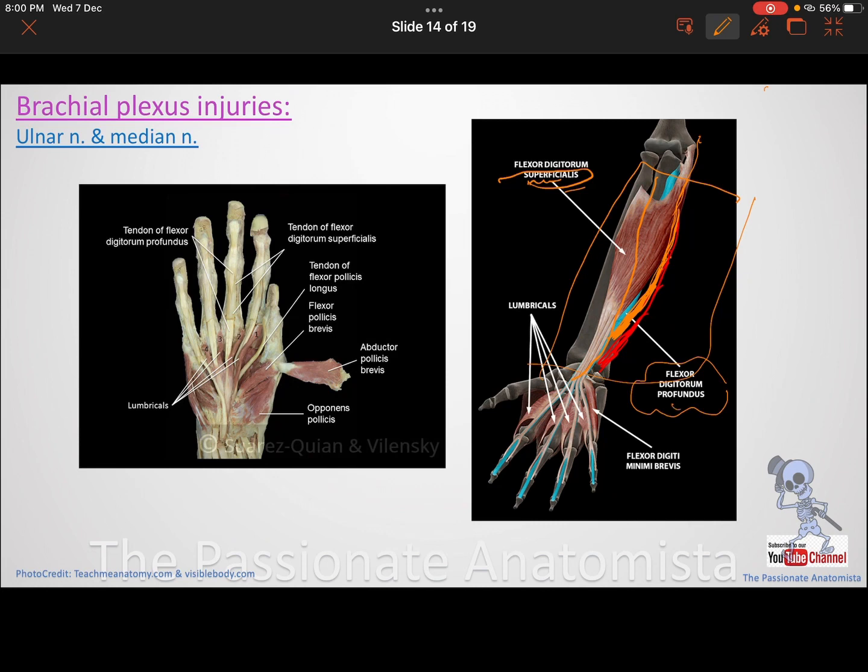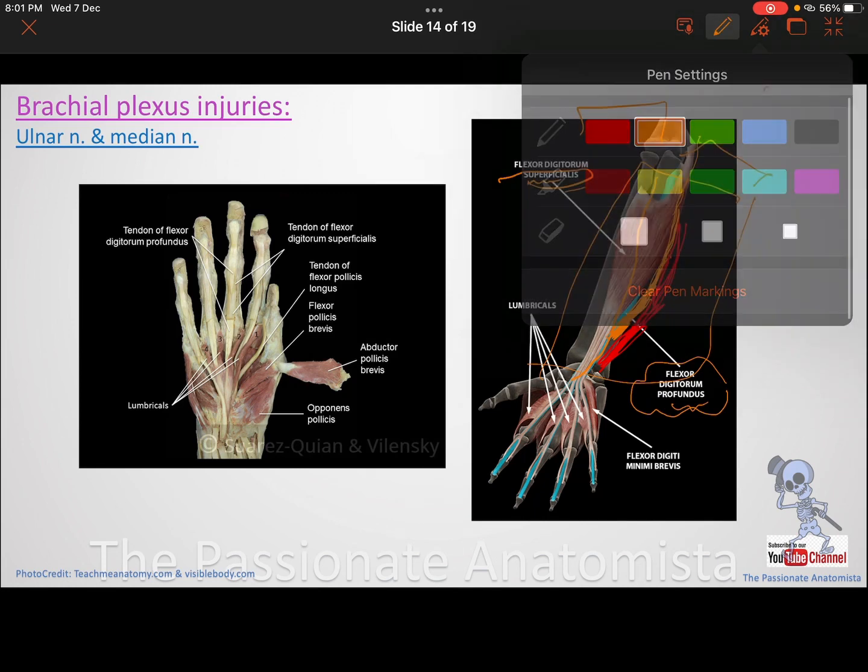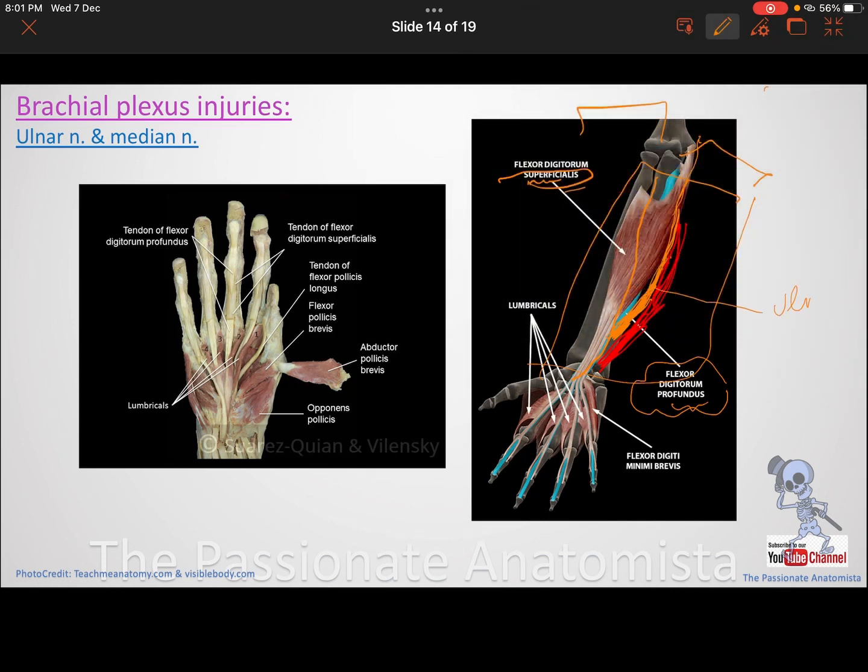So the profundus has two parts, a medial part here towards your body and a lateral part. Because the nerve runs between the medial part of it and the flexor carpi ulnaris muscle, the ulnar nerve is going to supply them both. Now, why am I mentioning that? Because I want you to know one thing, guys.